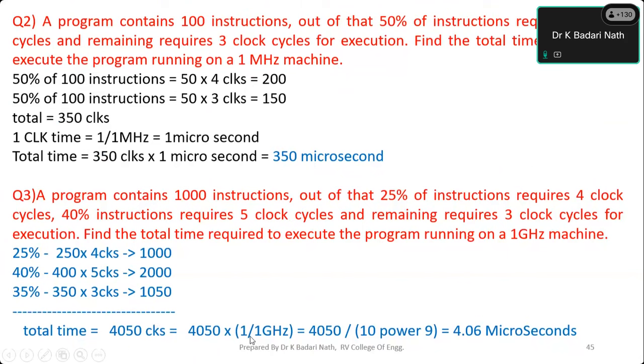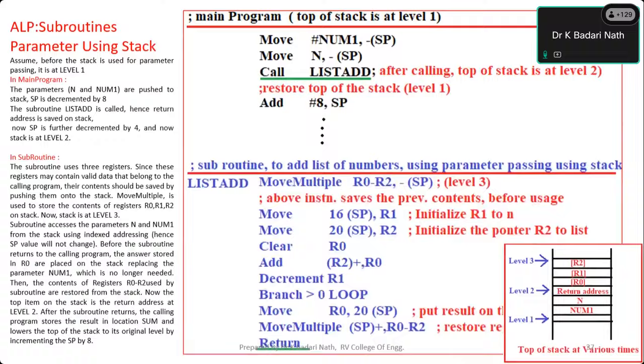Now what is the speed at which it runs? So 1 by 1 gigahertz, that's T. So it's 4050 times 10 to the power of minus 9. Bring it to the numerator and you can find the value, so we get about 4.05 microseconds. So like this, given any program, with the help of this formula, you can find out the total time required to complete the execution of the program. So now let's continue from there.